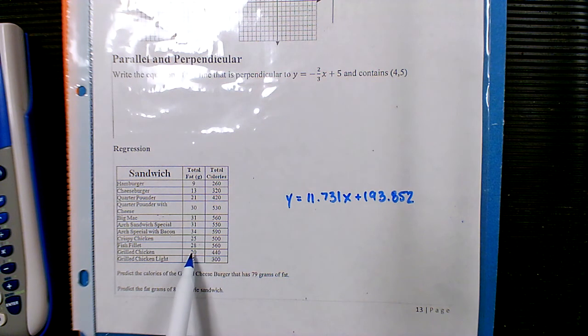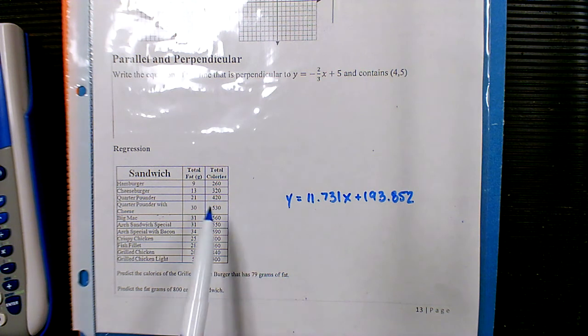Because the highest we had was 34. But now that we have this equation, we could use it to predict this information. If we had this grilled cheeseburger, how many total calories might it have? It's going to be an estimate because it's a prediction. So how might we use that equation to help us answer that question?